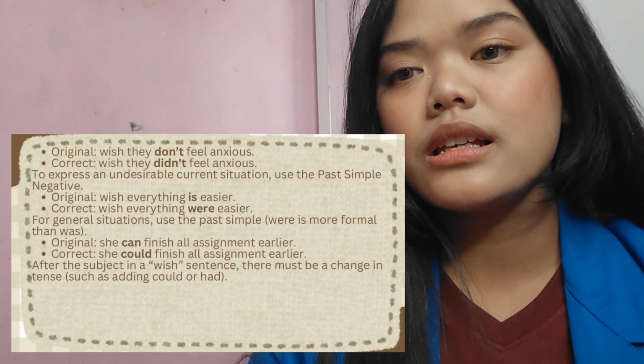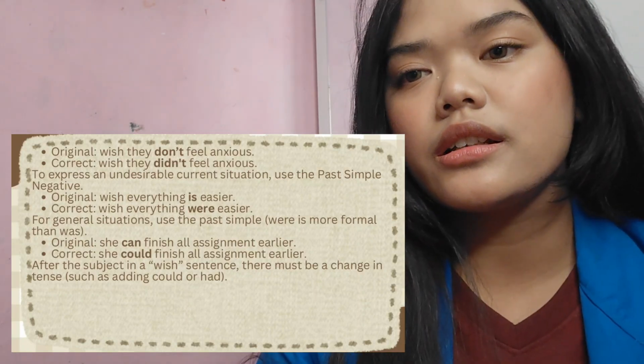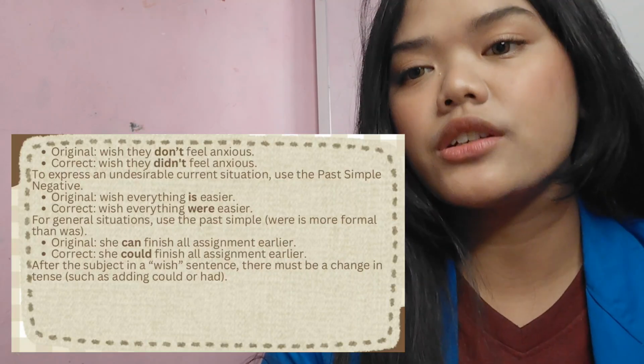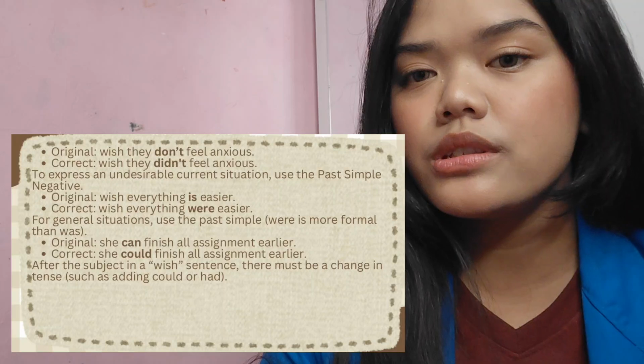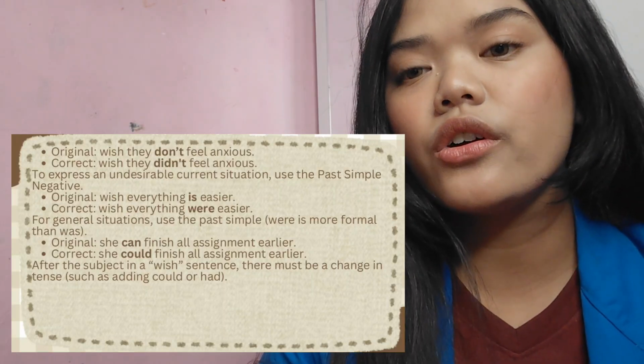For the last, "She can finish all assignment earlier." Correct: She could finish all assignments earlier. After the subject in a wish sentence, there must be a change in tense, such as ending could or had.